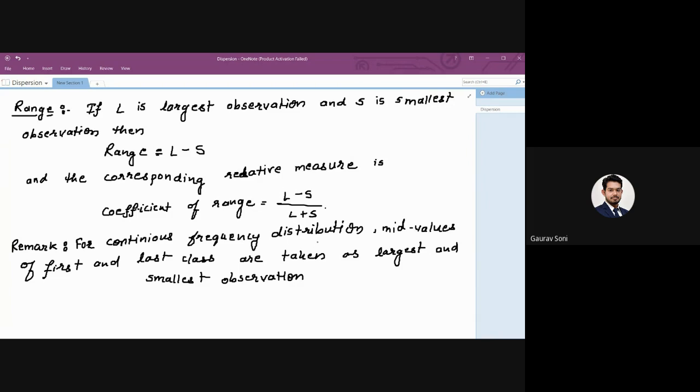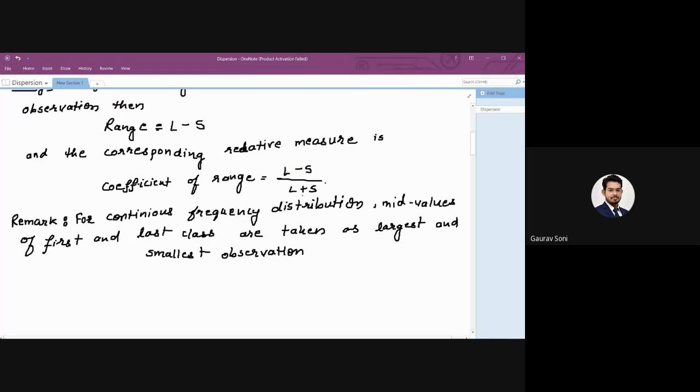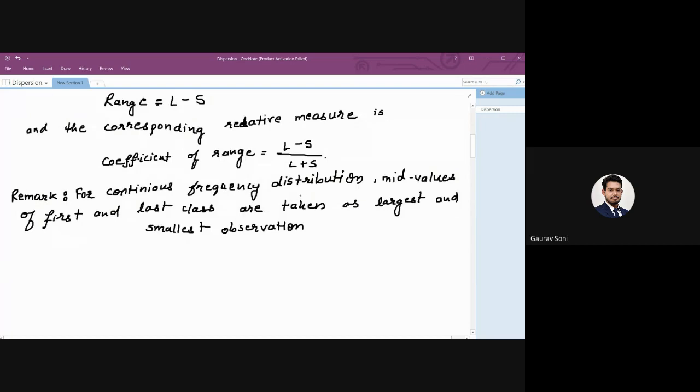So that is one of the demerits. And the merit is that it is very easily calculated. You can just find out the largest, you can find out the smallest, and you can give the range. So that's why we move on to another measure of dispersion, which is mean deviation.